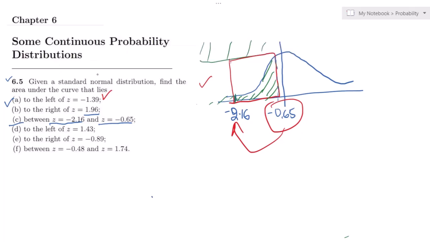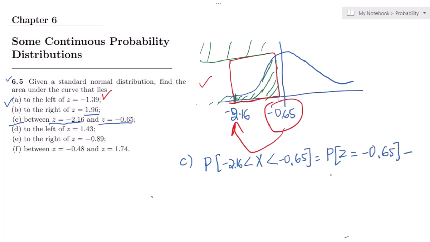This is C: the probability that z is greater than minus 2.16 and less than minus 0.65. So it would be the probability that z is less than or equal to minus 0.65 minus the probability that z is less than or equal to minus 2.16. Let me find out these two values.